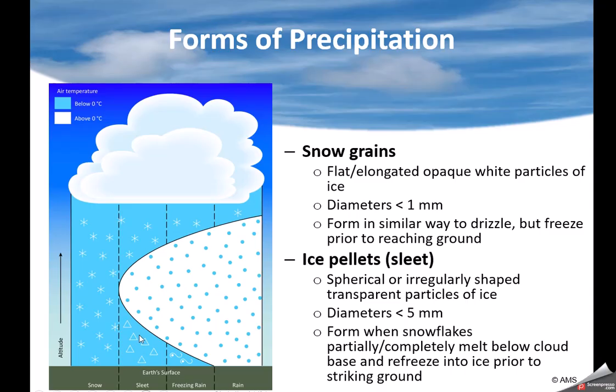Now, if that air is a little thicker, they switch back into ice crystals like sleet. And finally, if they don't melt, they stay snow. So those are the different forecast issues.